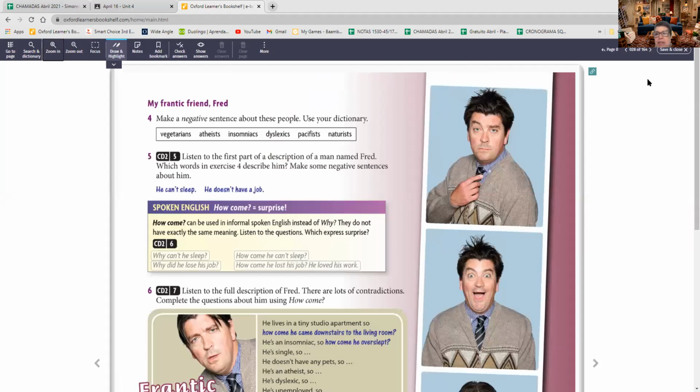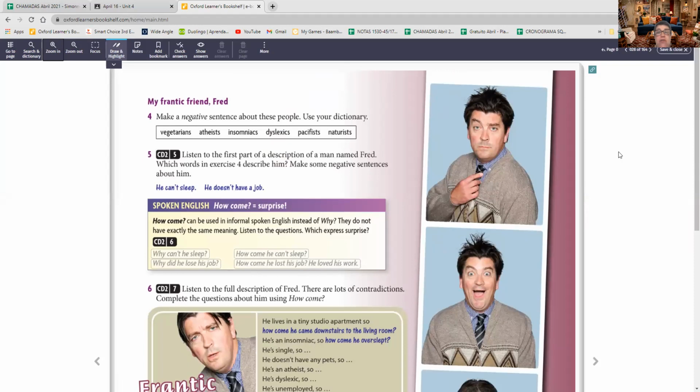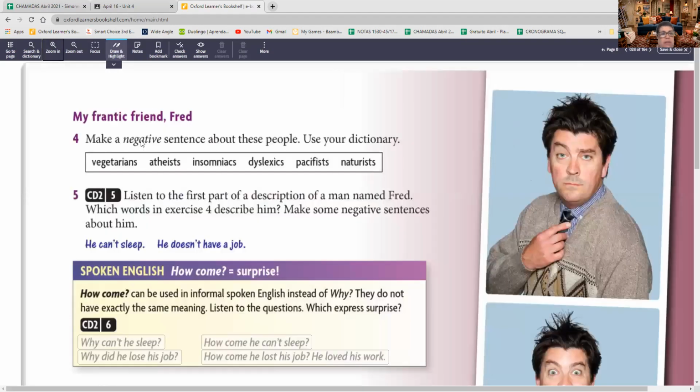So guys, here we have still on the topic of telling lies, okay? We have the story of this guy here. His name is Fred, okay? And to start, they want us to see some words that will be in the listening. So make a negative statement or a negative sentence about these people. Use your dictionary if necessary. So let's see some situations here. First, we have vegetarians, okay? Atheists. You know what they are, right?